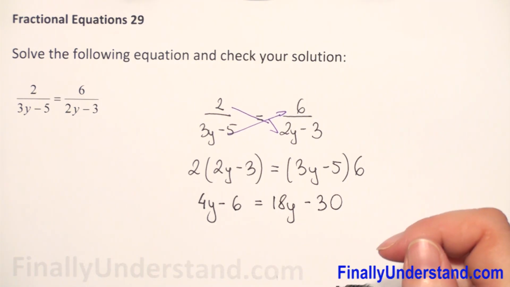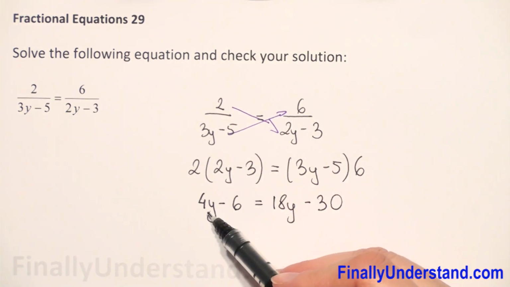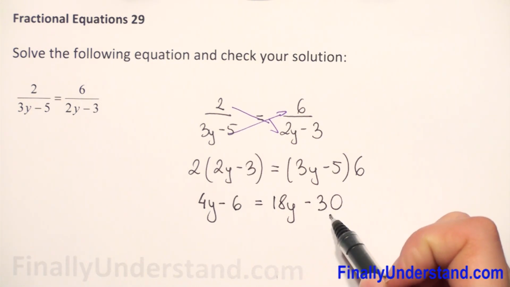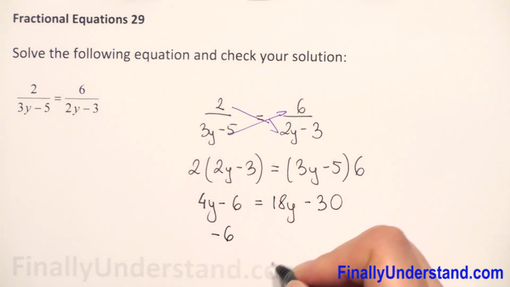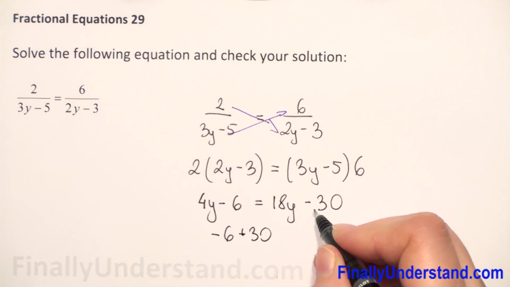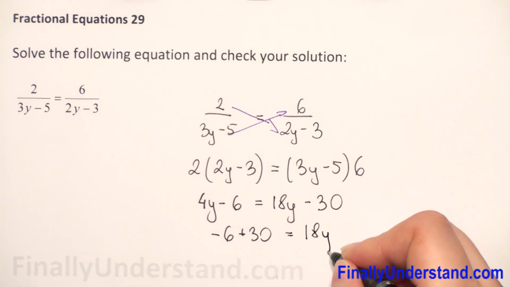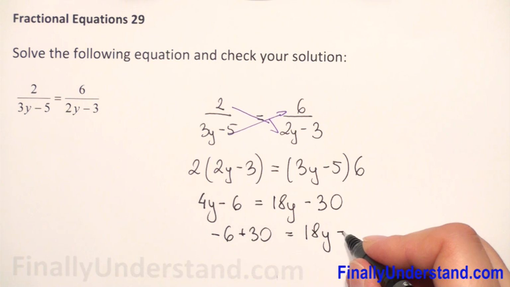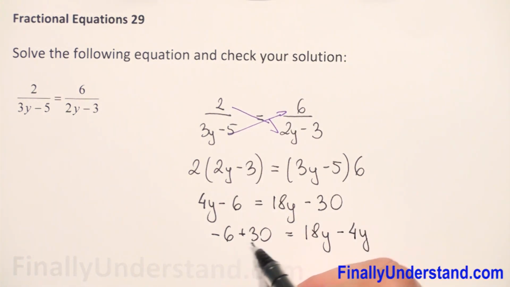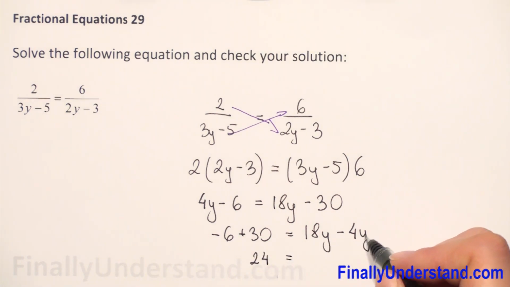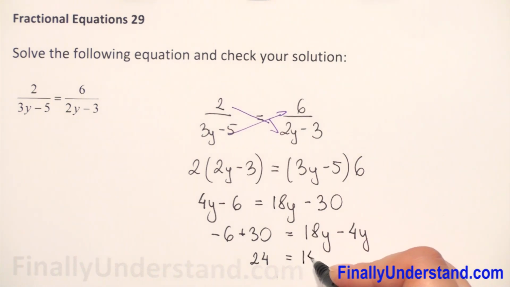Now I will combine the like terms. I will move 4y to the right side and negative 30 to the left. So we have negative 6 will be plus 30 because it was negative. When we move to the other side, we have to change the sign. This is equal to 18y, and 4y to the right, so it will be negative 4y now. Negative 6 plus 30, so this is 24. This is equal to 18y minus 4y, which is 14y.